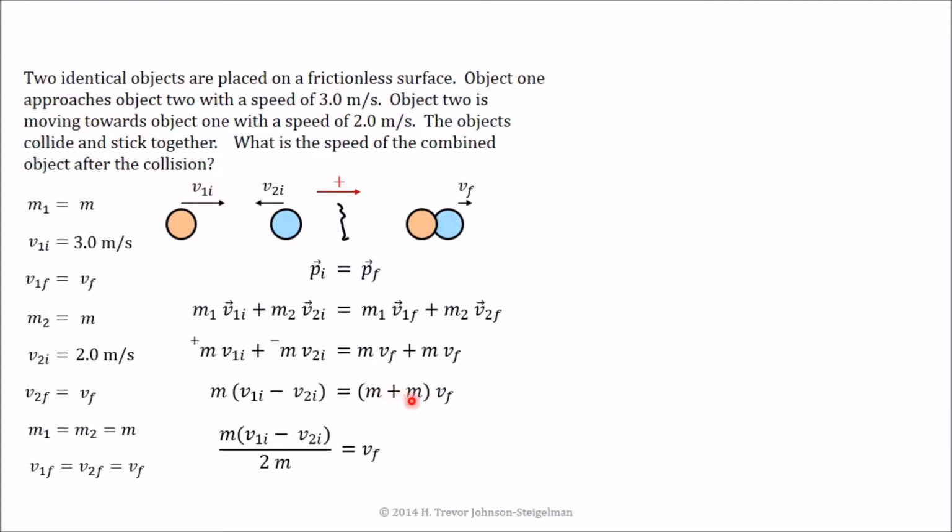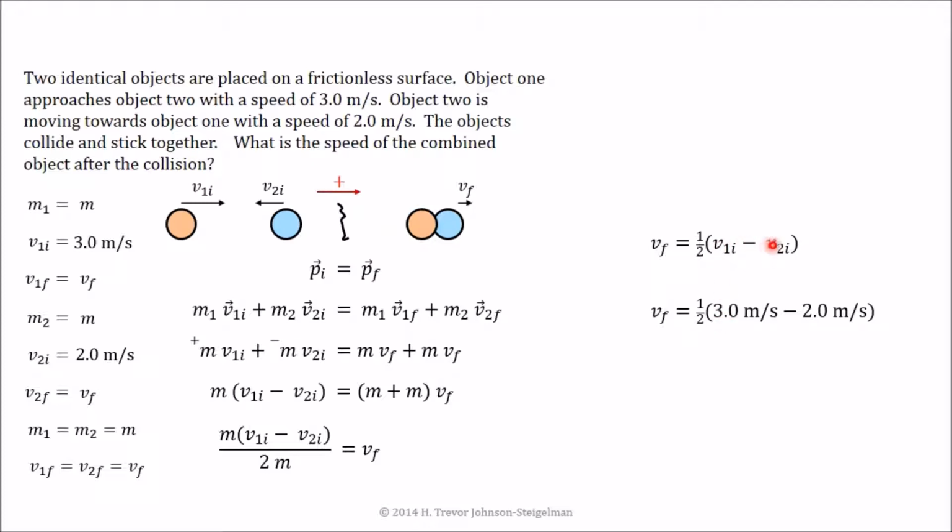My m plus m becomes 2m. When I divide on both sides, it drops to the bottom. I've got my m from above. And once again, the m's cancel. I'm left with a half. But this time, I don't just have v1 initial. I have to take care of v2 initial. But I'm all ready to put the numbers in.